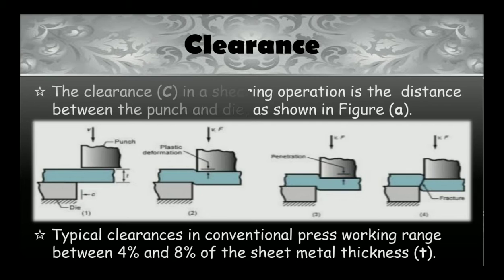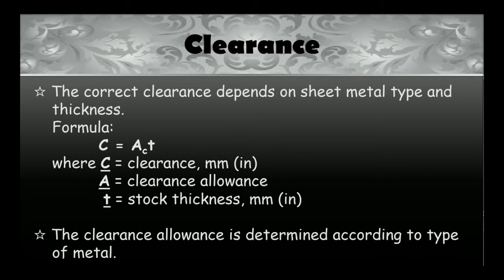So let's move on to clearance. The clearance C in a shearing operation is the distance between the punch and the die. As shown in the figure, typical clearances in conventional press working range between 4% and 8% of the sheet metal thickness, T. So that is represented by T. The correct clearance depends on sheet metal type and thickness.